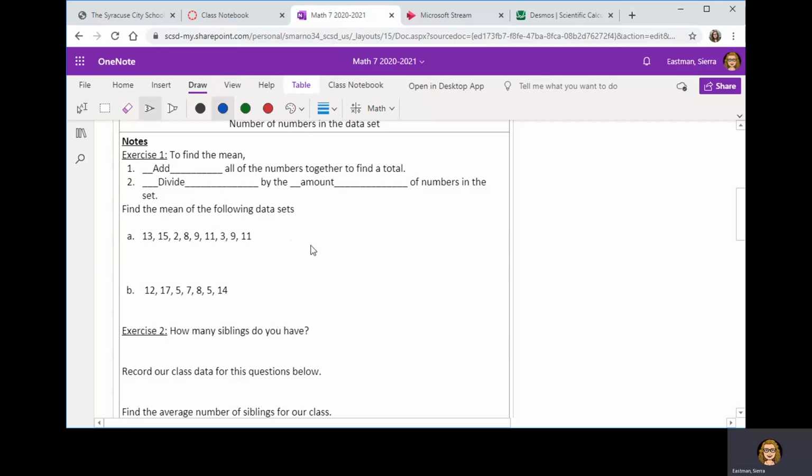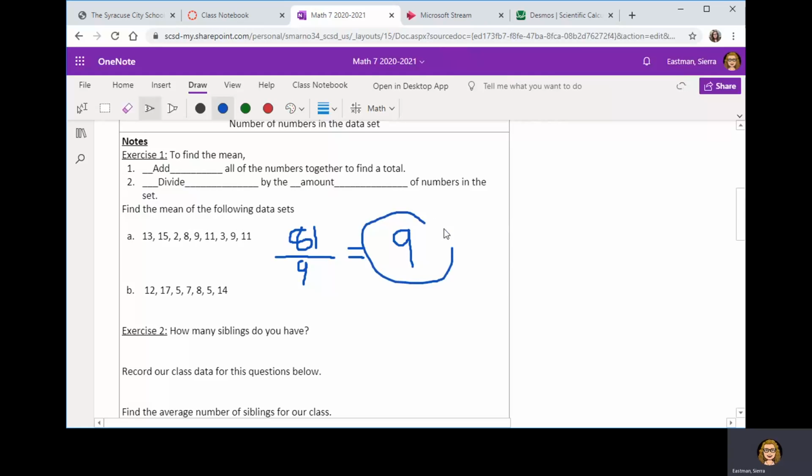So after I added them all together, 81 is going to go on the top. And I am dividing by the amount of numbers that we actually had, which were 9, 1, 2, 3, 4, 5, 6, 7, 8, 9 there, which actually means that our mean, the average that we are finding, is the number 9. That's our answer.